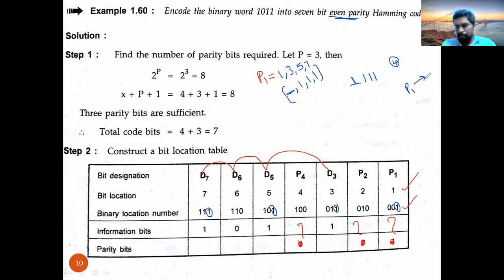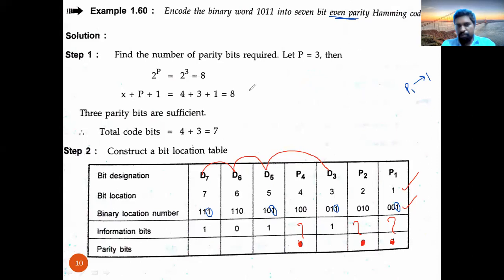Why? Because suppose if I replace 0 here, again I will get only 3 ones, which is an odd parity. But in order to make it even parity, I should make this 1, so that the value of P1 is 1. Okay. Next I will write for P2.